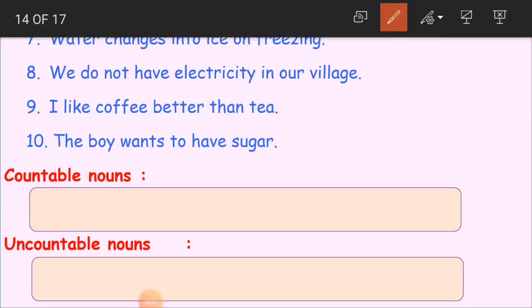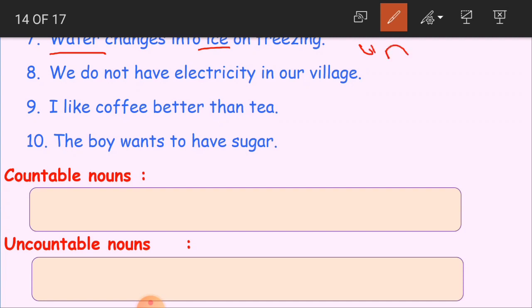So children, here water is a noun. Water changes into ice on freezing. Water is our noun, so water changes into ice. Then water and ice both are nouns here. Water, we cannot count it. Ice also we cannot count. So both are uncountables here. I am writing UN for uncountable.